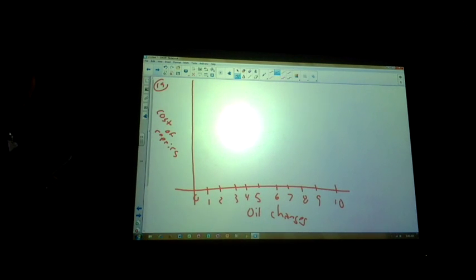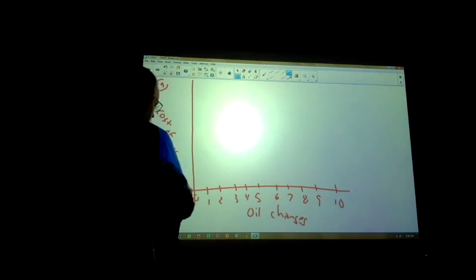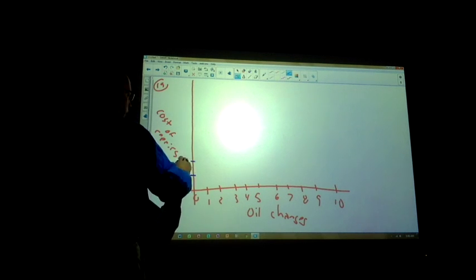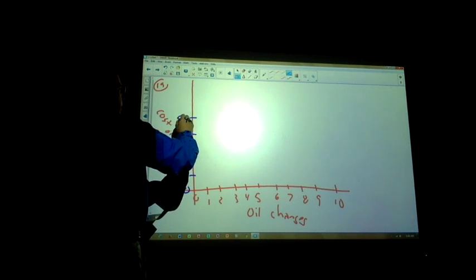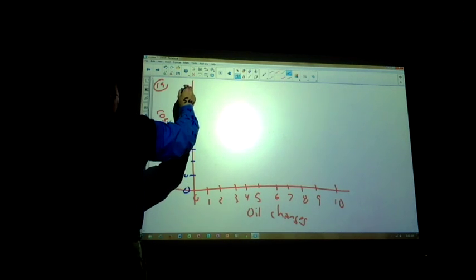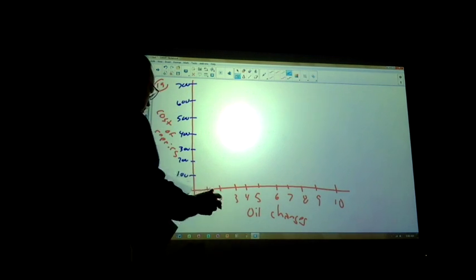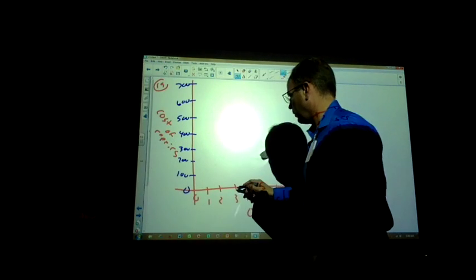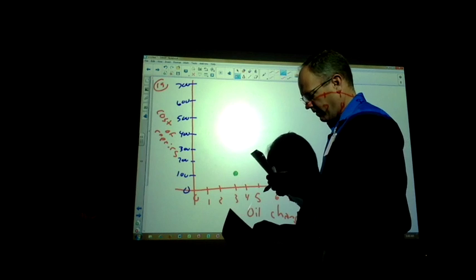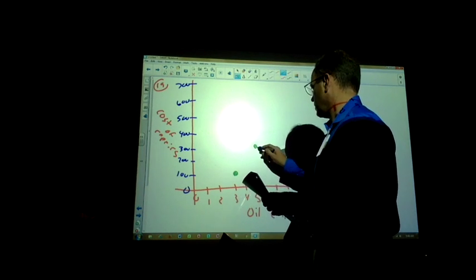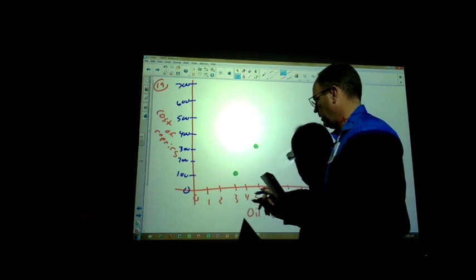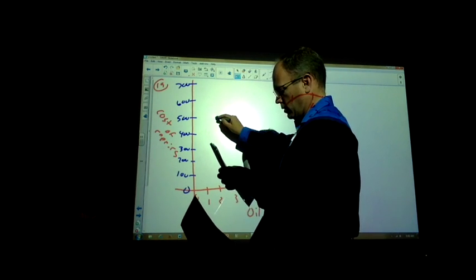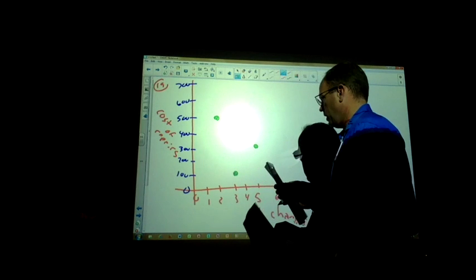Cost of repairs looks like it goes from, I'd say I'm going to count by hundreds. So 0, 100, 200, 300. Try and space them out even more. 400, 500. All right. So 3 comma 100, 3 comma 100 there. 5 comma 300, 2 comma 500, 3 comma 400.